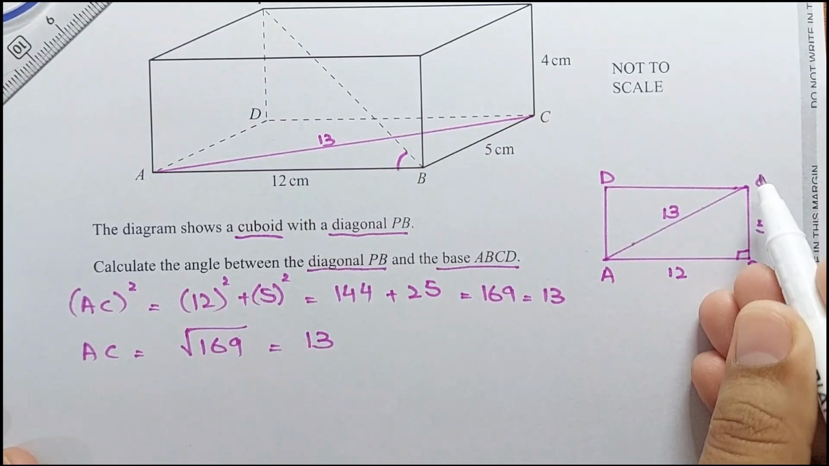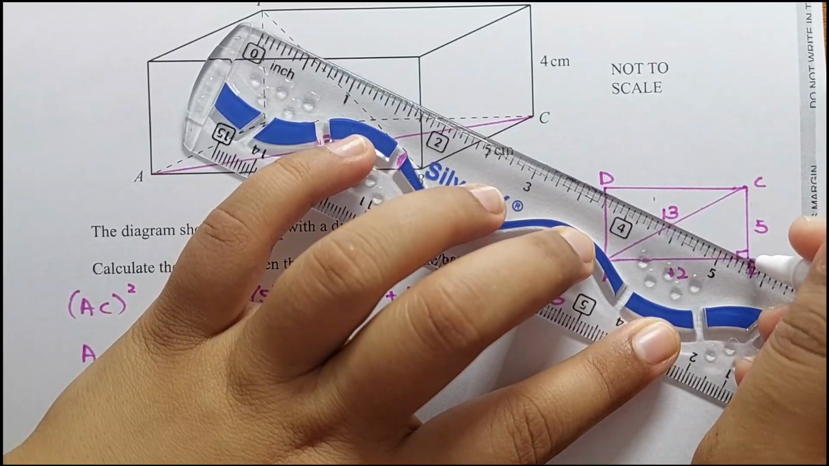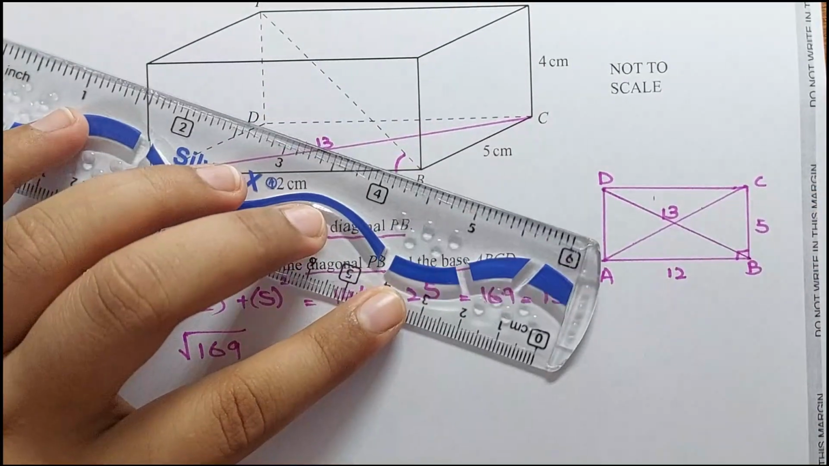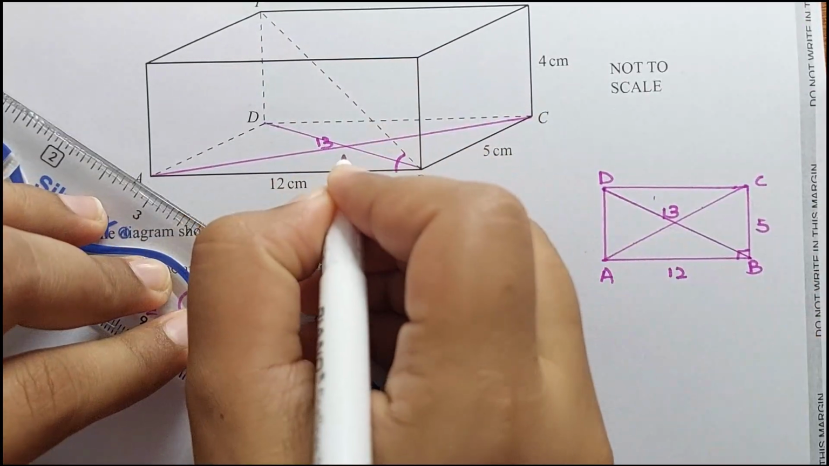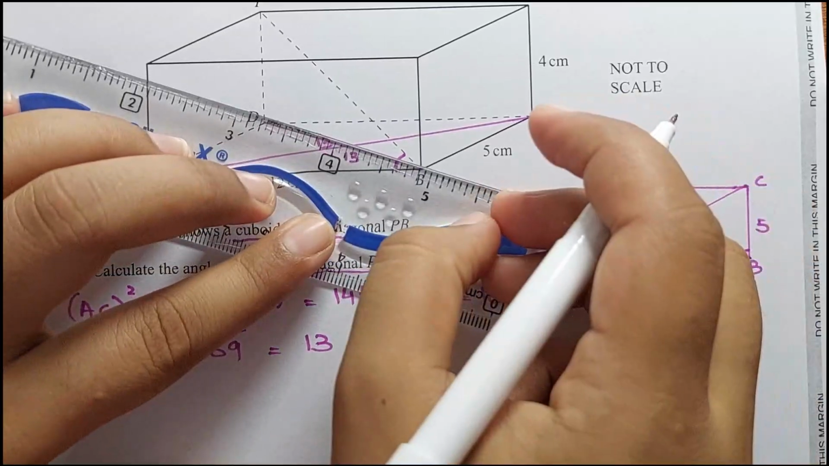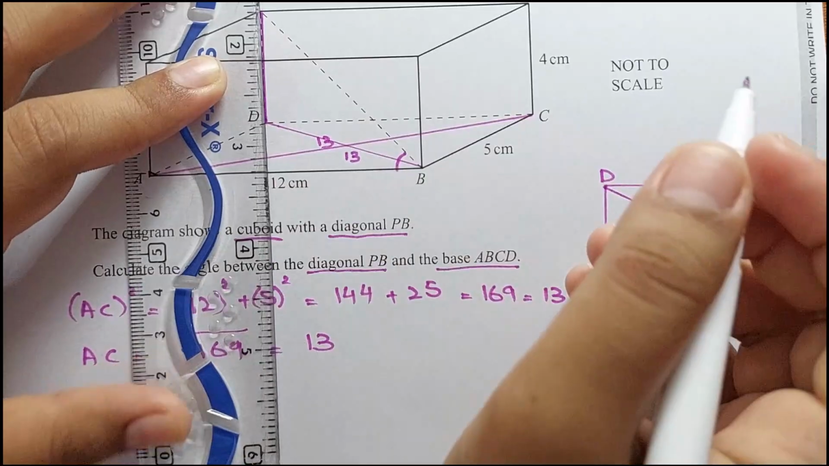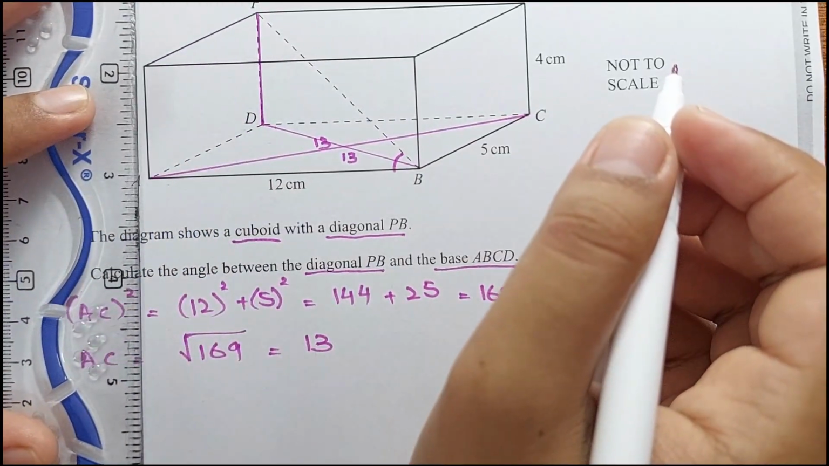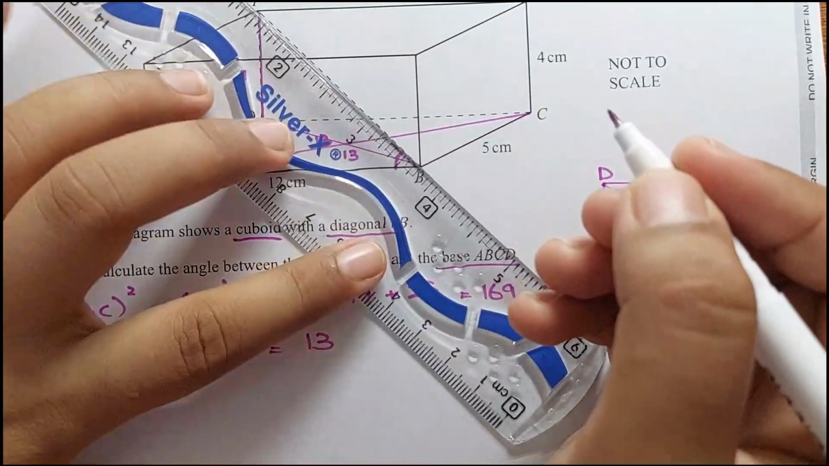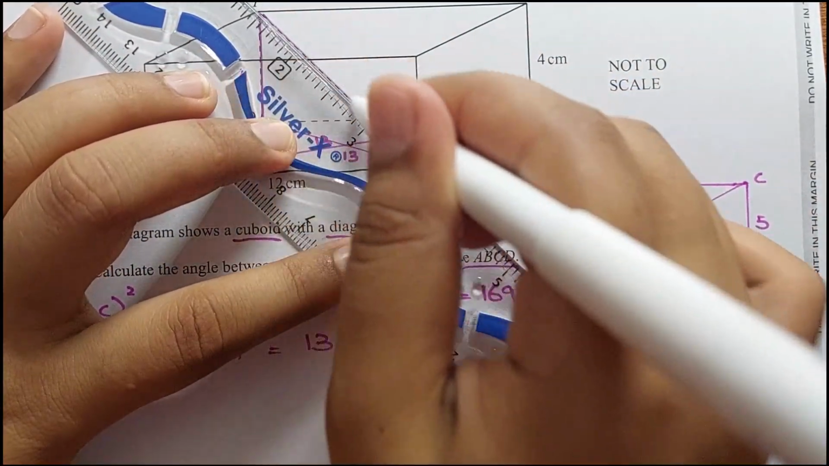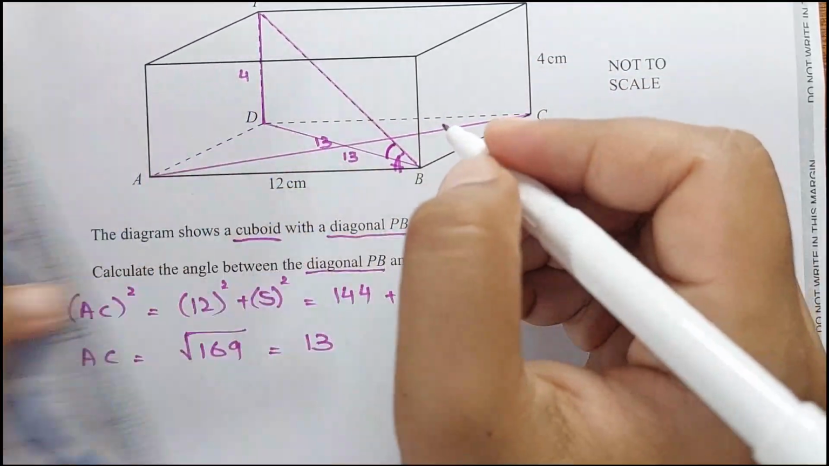We got the diagonal AC which is 13, and the diagonal BD is also equal to 13, because a rectangle has equal diagonals. So BD is 13, right? Since BD is 13 and this height, PD, is 4 centimeters, we have to measure that angle, the angle of the diagonal with the base.